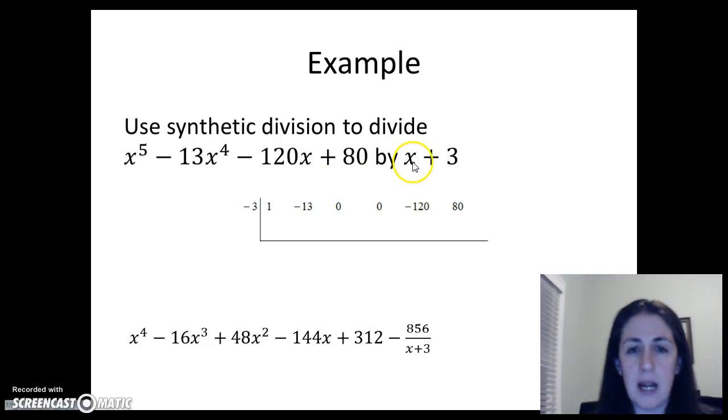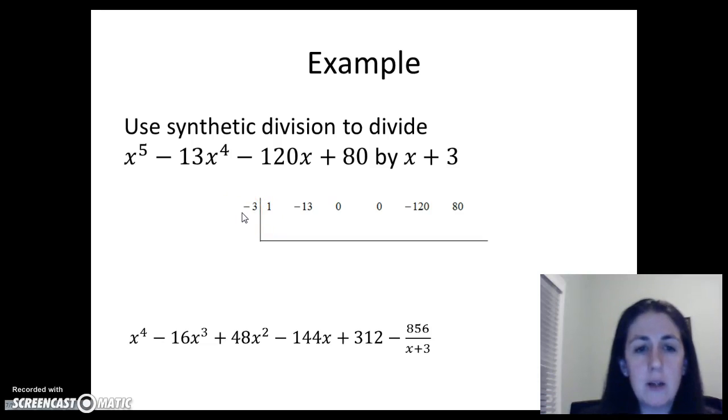And then what you're dividing by, x plus 3, remember it's the opposite, so we're adding 3, so minus 3 is going to go out here. And then we add vertically, 1 plus nothing is 1, and we multiply diagonally. Negative 3 times 1 gives us negative 3. Add vertically, that gives us negative 16. Multiply diagonally, that gives us 48.